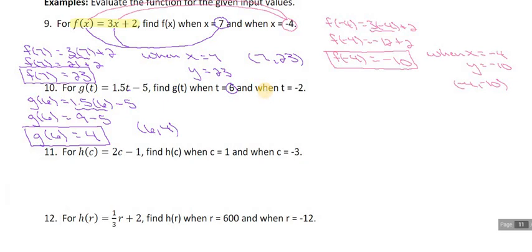Now let's plug in -2. So g of -2 equals 1.5 times -2 minus 5. PEMDAS: g of -2 equals 1.5 times -2, which is -3. Drag down the minus 5. So g of -2 equals -8. So when t is -2, g of t equals -8. So when x is -2, y is -8.